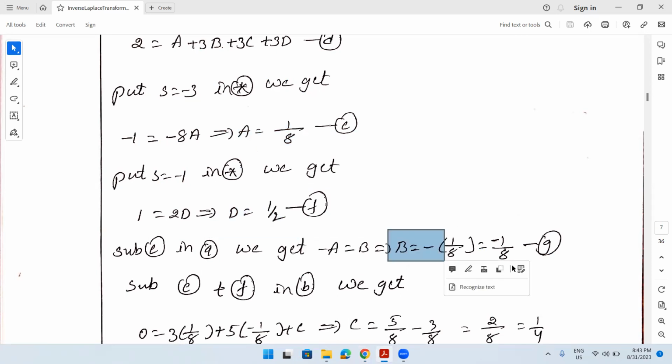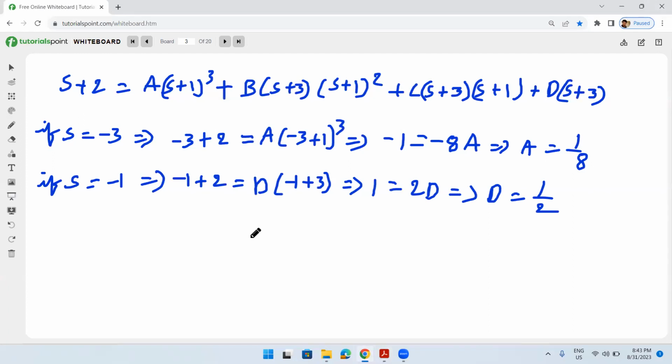Still we need to find B and C values. To find B and C values, we take S values randomly. We cannot take the previous ones, minus 3 and minus 1. The random values are 0, minus 1, plus 1, minus 2, plus 2. But minus 1 is already done, so we take 0 and 1. Randomly we can take any value, even 100, 200, 300, but it must be very simple.